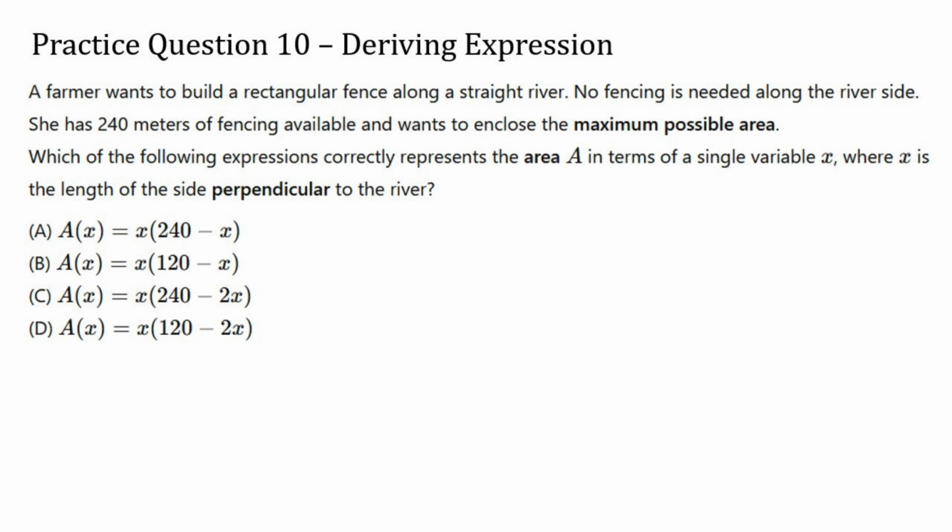Practice question 10. A farmer wants to build a rectangular fence along a straight river. No fencing is needed along the riverside. She has 240 meters of fencing available and wants to enclose the maximum possible area. Which of the following expressions correctly represents the area A in terms of a single variable x, where x is the length of the side perpendicular to the river?